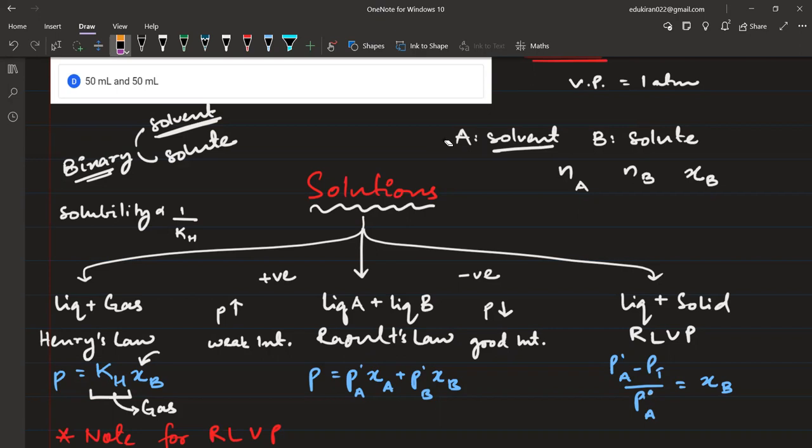Now if the pressure is already high, to usko 1 atm pahunchne mein zyada time nahi lagega. Is that right, yes or no? Please tell me. If the pressure is already high, then it will be easier to get to 1 atm. Is that correct, yes or no? Please tell me, guys. Yes, yes, sir.